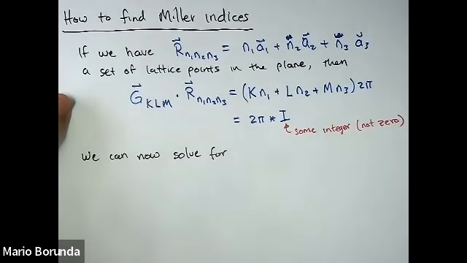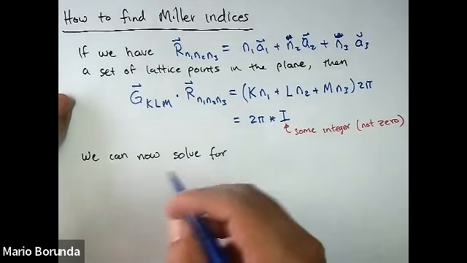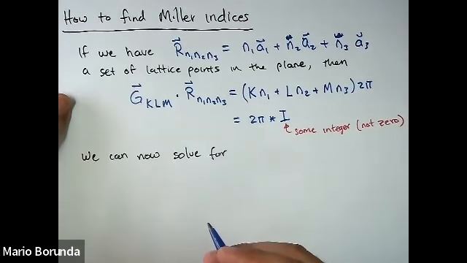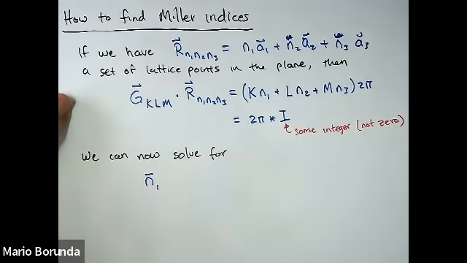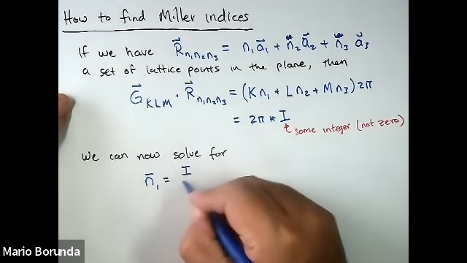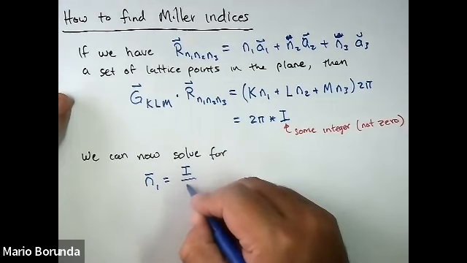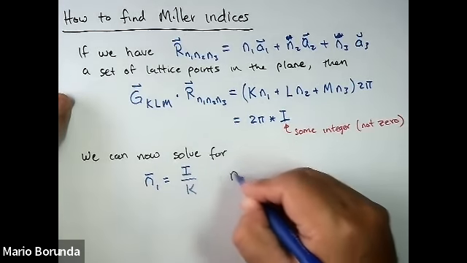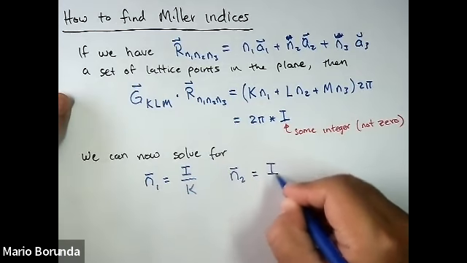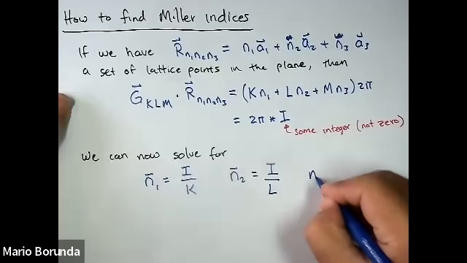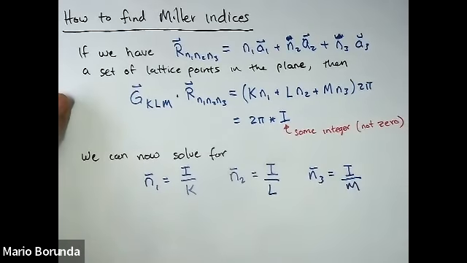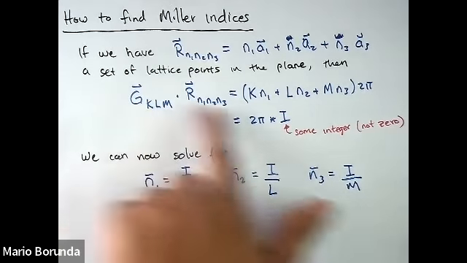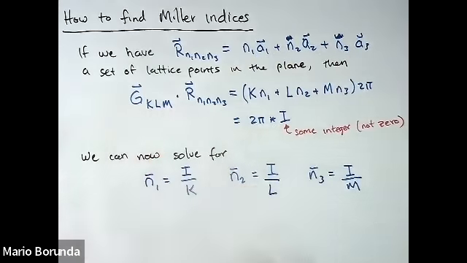So we know that there's another value. Let me find this one, N1 bar. This one is going to be equal to I over K. I can also solve for N2 bar, and this one is going to be equal to I over L. And then N3 bar will be equal to I divided by M. So what are these values? At this point, N1, N2, N3 are integers. K, L, and M are integers.